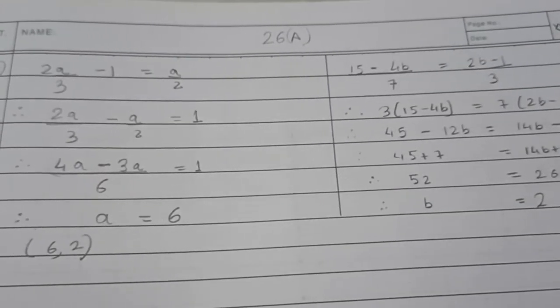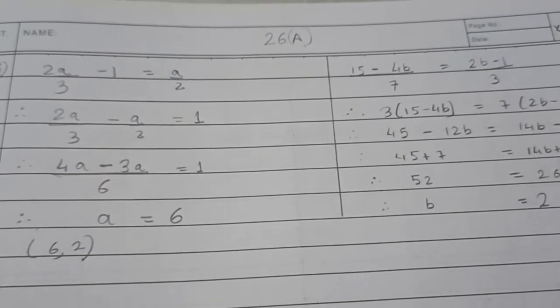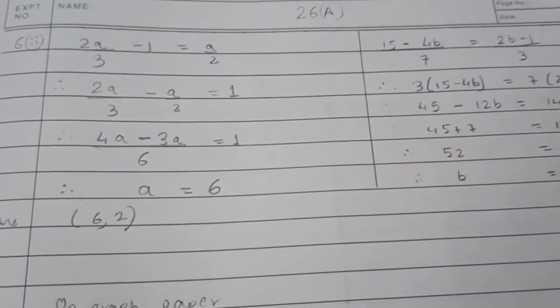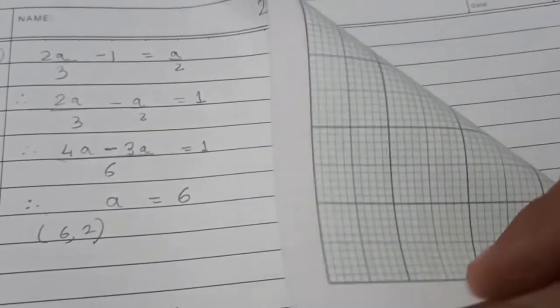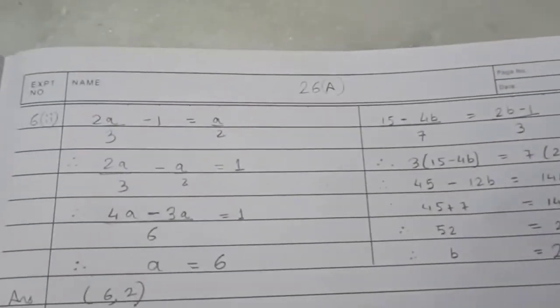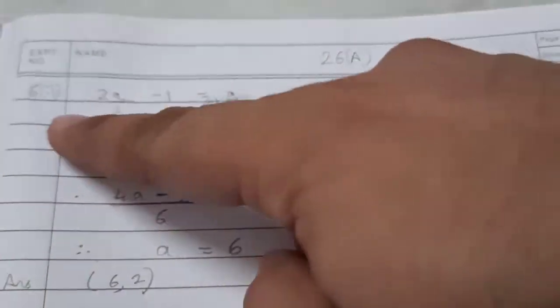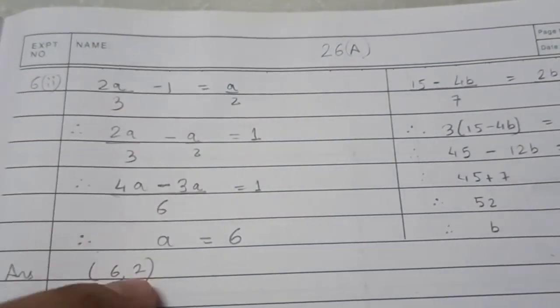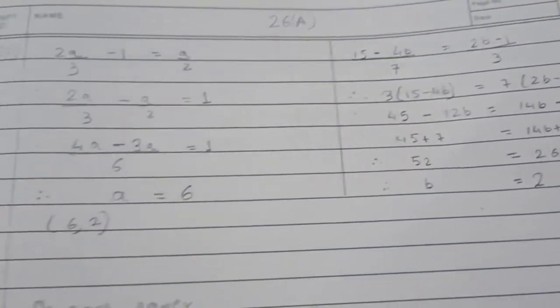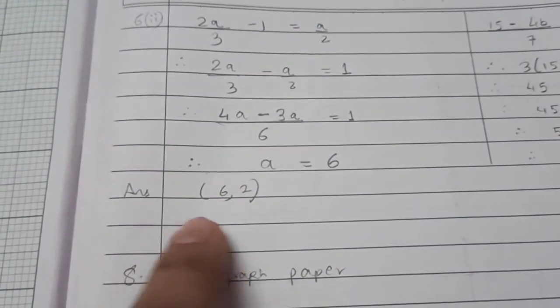So here's the solution. Write the heading 26A, solve the sum with pencil so that the impression doesn't come on the next page where we have to draw the graph. Yes, do everything in the graph book itself. Write the proper question number. We solve one equation, get the value of A, solve the other equation, get the value of B. And so the answer is 6,2.